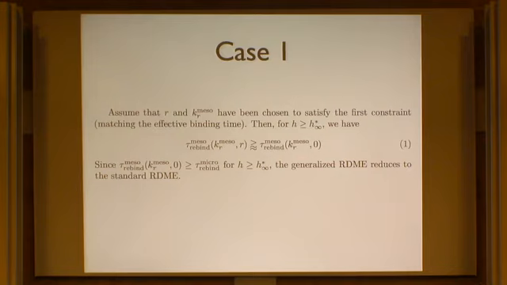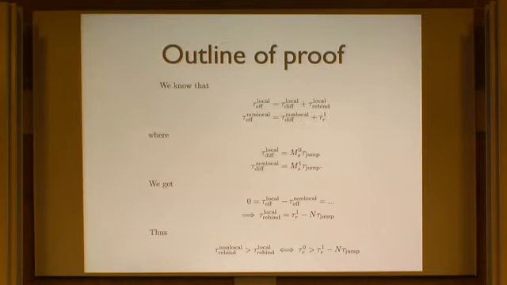which means that for all h greater than or equal to h star, the generalized RDME reduces to the standard local RDME. So the local RDME will be a better approximation than this for all h greater than or equal to that. This is how we can show that.